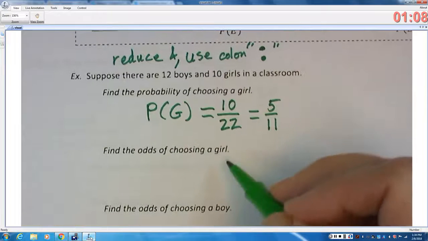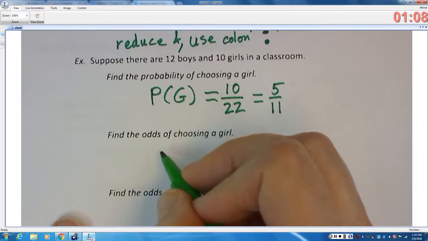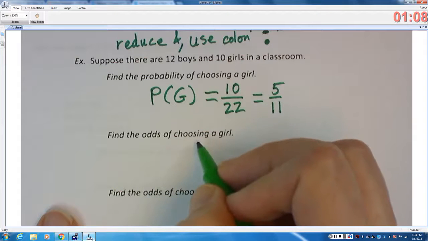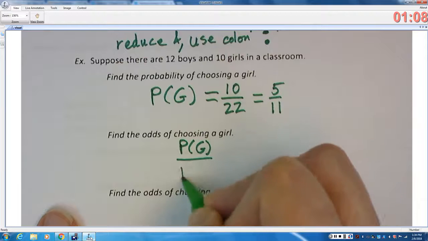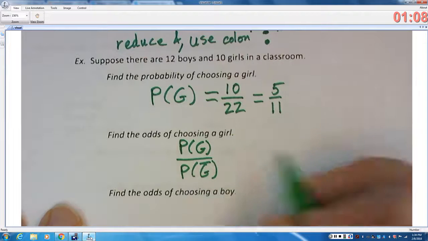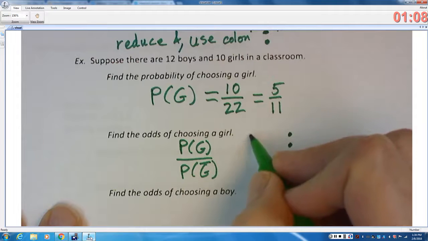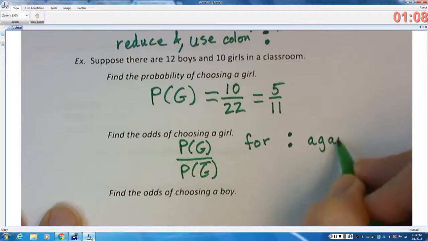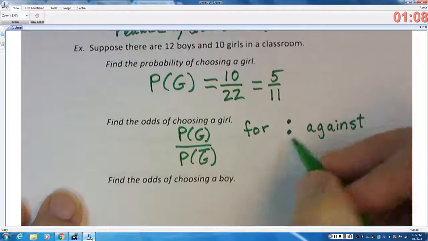Find the odds of choosing a girl. The odds in favor of choosing a girl would be probability of girl divided by probability of girl complement. But I do it this way instead. It's going to be, in favor is 4 and against. And then you have to reduce it because it is a fraction, even though we're writing it with a colon.